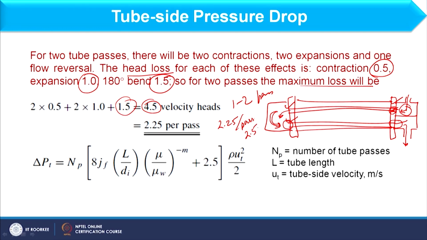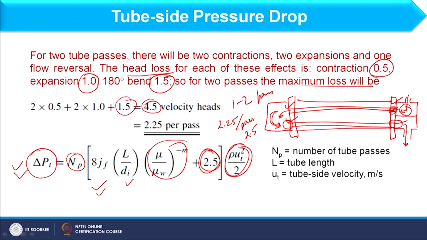Now, further, if I focus on pressure drop in the tube side, I use this expression where NP is the number of passes, and each pass will have 2.5 head loss, right. And this is the expression where 8 JF, capital L by DE, and this is the viscosity correction factor, and here we have the viscosity, and here we have the velocity in the tube side as well as the density of the fluid, okay. So, you can use this expression to find out pressure drop in the tube side.